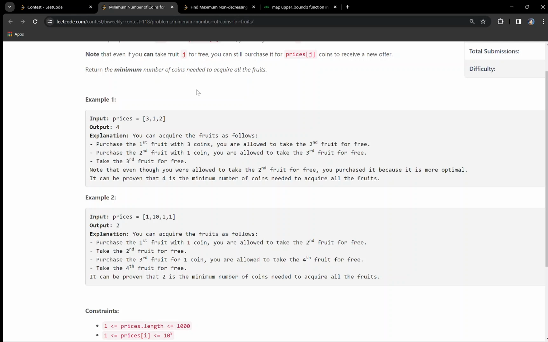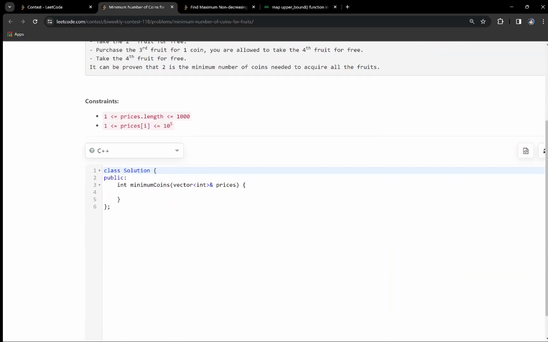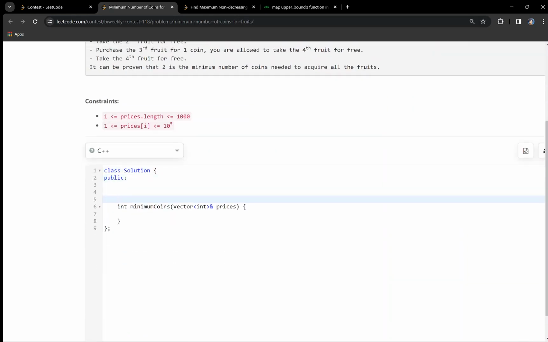So it will be v of I plus rec of, if we purchase it, we will get this for free. We can go to here or we can go to here. So let us write the recurrence relation.